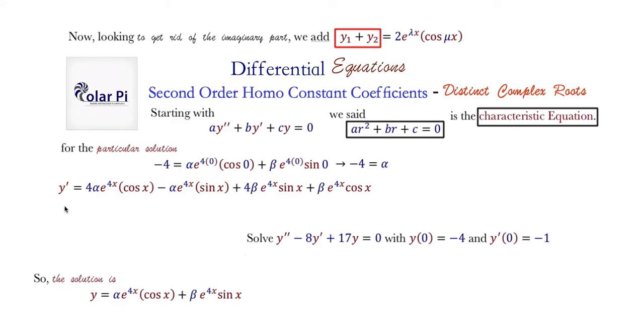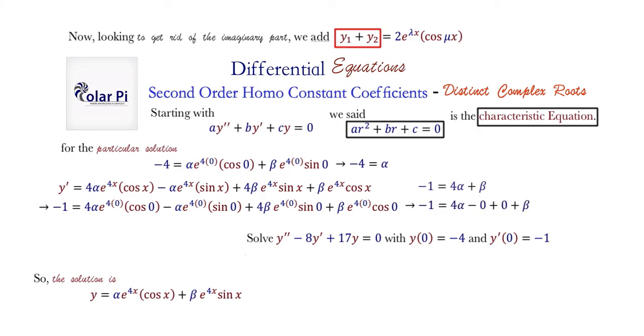So when x is 0, y prime is negative 1, so that means that you write this next, and just as before, e to the 0 is 1 everywhere it appears. Cosine of 0 is 1 and sine of 0 is still 0. So taking that into account, this equation is going to simplify very nicely to this, which immediately simplifies to this. Those two zeros mean nothing. And now we know that alpha is negative 4, so we're going to put negative 4 in place of alpha right there.